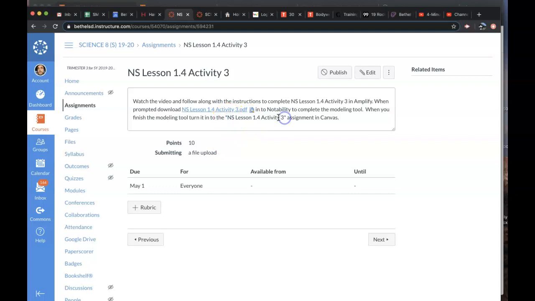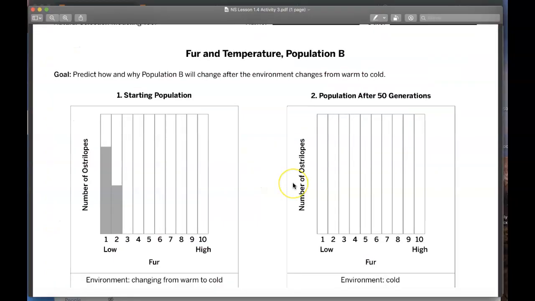I always create the Notability note title to be the same title as this assignment. So you can see here, you just turn it right back into here. Whatever the title is in Notability, that is the title of the assignment you'll turn it into in Canvas. So I do that to make it easy. All right, so you're going to download this to Notability. It should look like this.